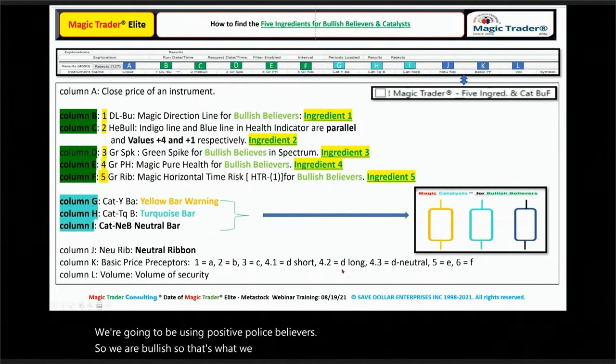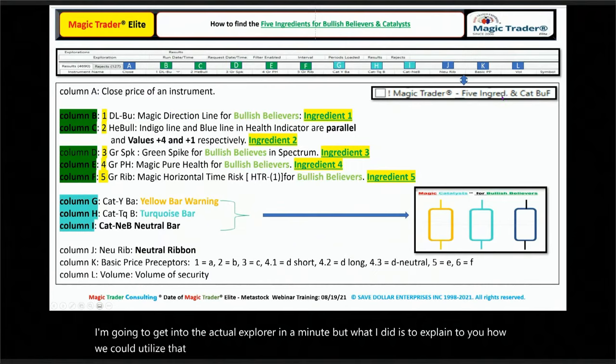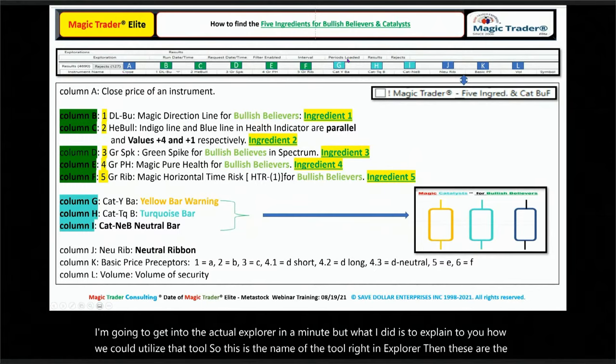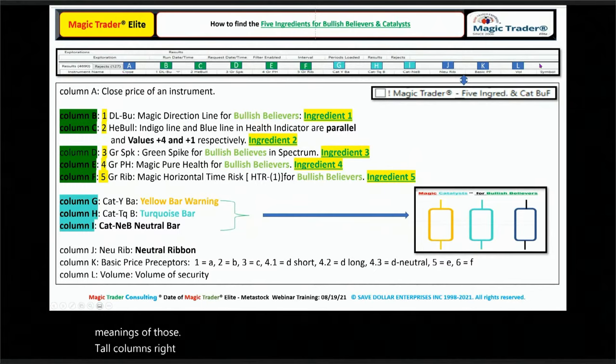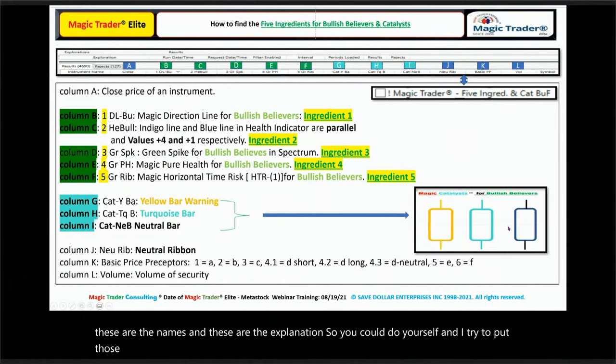I'm going to get into the actual explorer in a minute, but what I did is explain to you how we could utilize that tool. So this is the name of the tool in the explorer. Then these are the meanings of those 12 columns right here. Once you get Magic Trader, you will have the same thing. So these are the names and these are the explanations, so you could do it yourself. And I tried to put those catalyst pictures here so you don't forget them. Those are the most dangerous, dangerous in our favor. Those are the catalysts here.